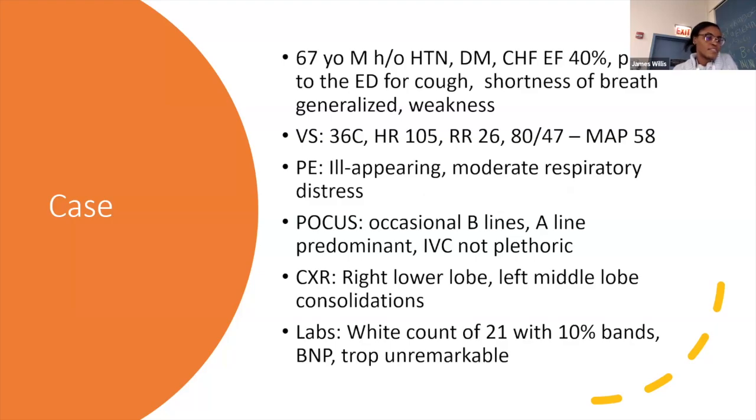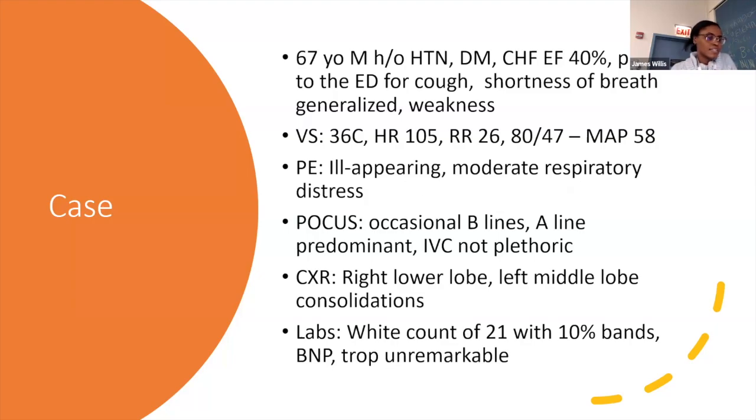His vital signs are as follows. His temperature is 36. His heart rate is 105. Respiratory rate is 26. He is hypotensive, 80/47, with a MAP of 58. You're looking at him. He's ill appearing. He's in moderate respiratory distress. As far as lung sounds, they're decreased at the bases.